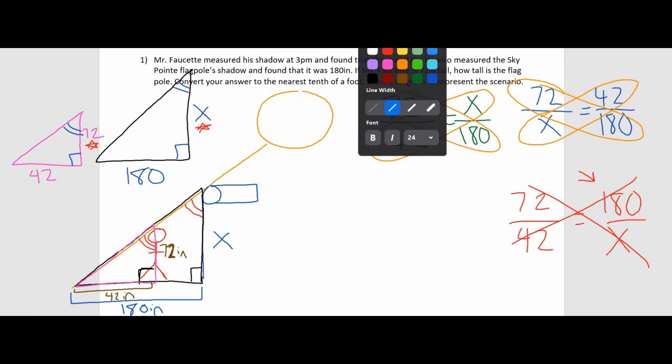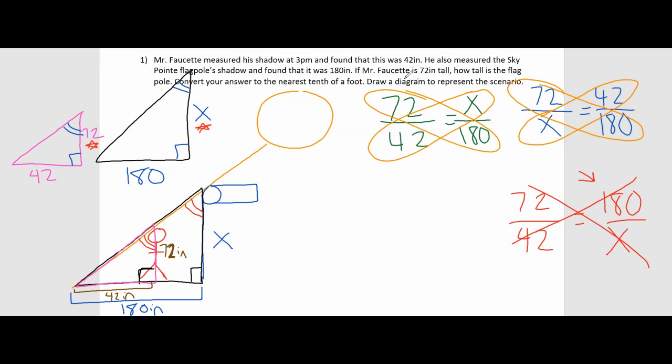So if you do it one of the correct ways, let's go back and actually solve it. 72 times 180, that gives us 12,960 is equal to 42x. Divide both sides by 42, and we get 308.57 is approximately equal to x. I'm using approximately equal because I had to round.